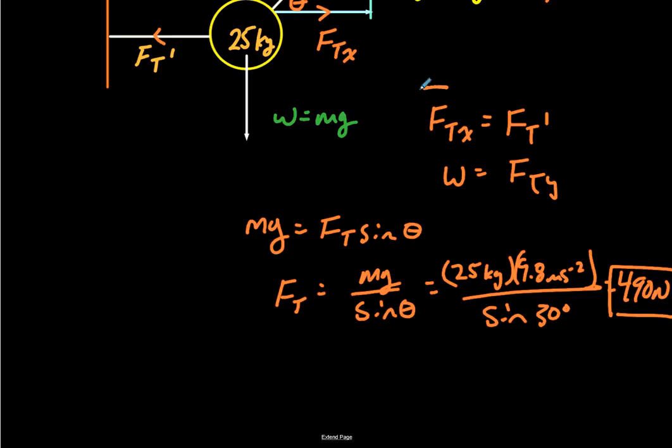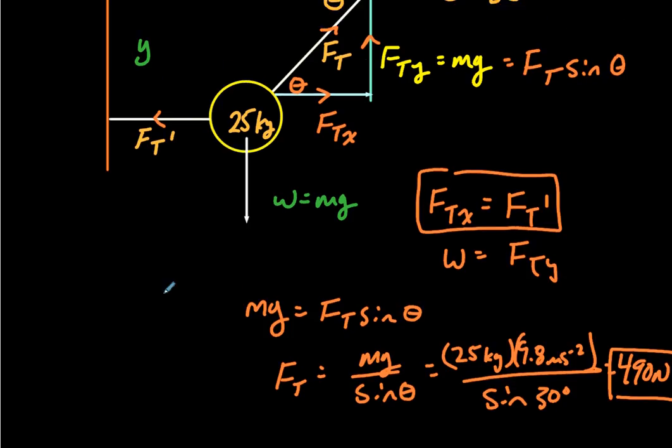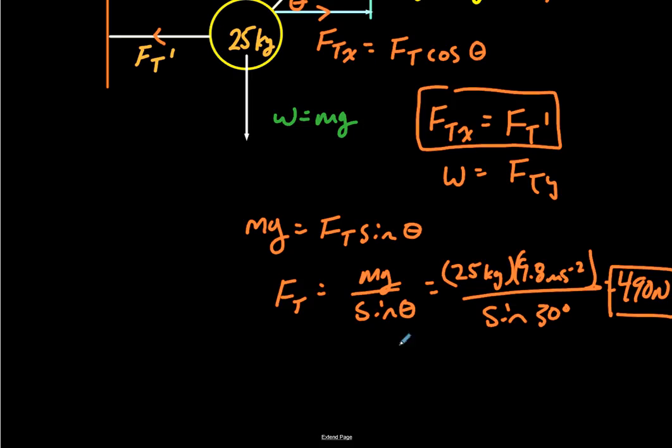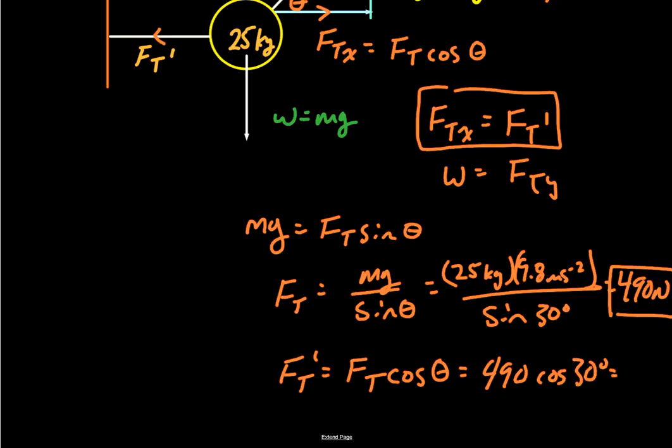Now let's do FT prime. So we know that FT prime is equal to FTX, and FTX is equal to FT times the cosine of theta. Okay, so then FT prime equals FT cos theta. So FT is 490, cos 30 degrees. You get about 424 newtons.